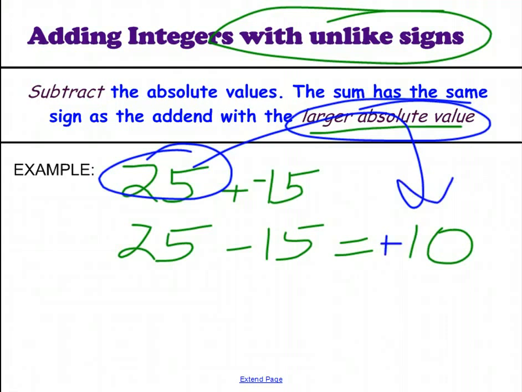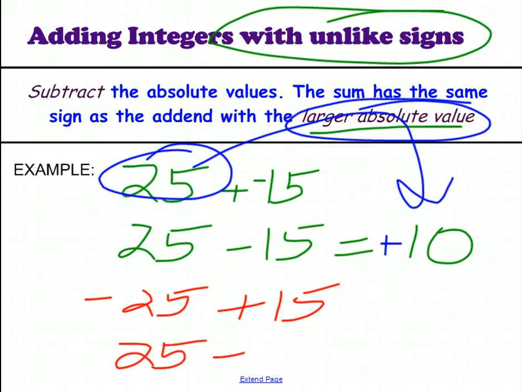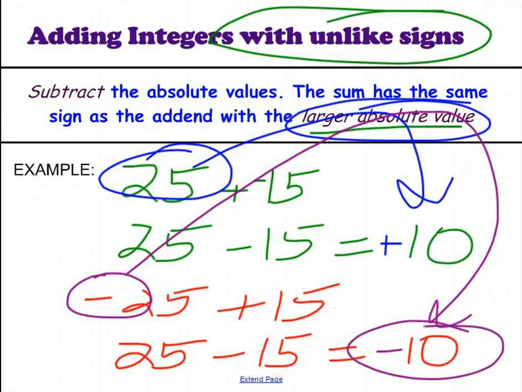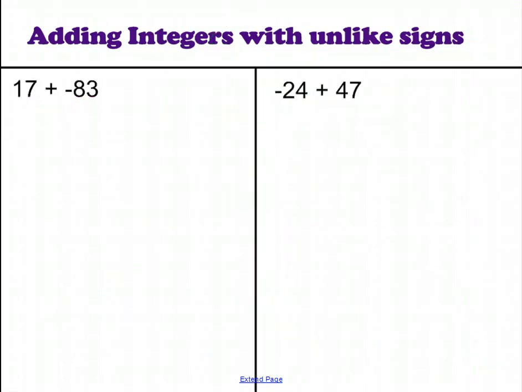On the other hand, if we had negative 25 plus a positive 15, we would still take the idea of 25 minus 15, because they have different signs, and get 10. But in this case, negative 25 has the larger absolute value, so the answer is negative 10. Go ahead and pause the video and see what you can do with that idea with just these two examples, 17 plus negative 83 and negative 24 plus 47, numbers 3 and 4.